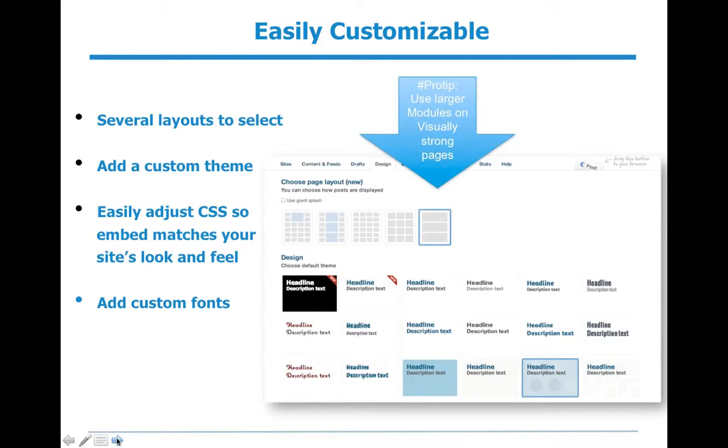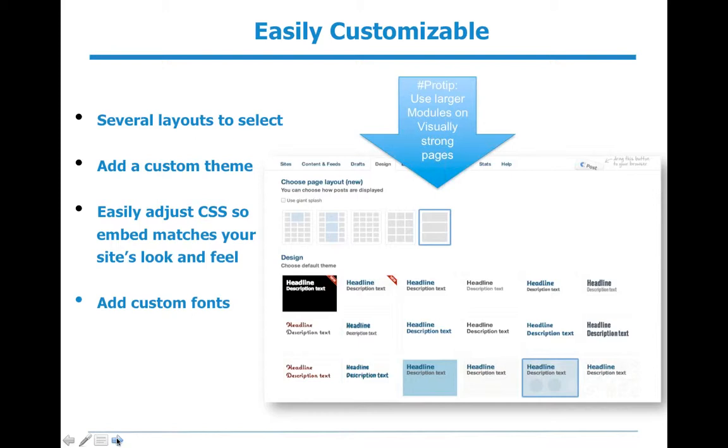Again, taking a jump into the RebelMouse dashboard, what you're looking at here is the Design tab, and we enable you to toggle between a collection of layouts depending on what content you're displaying on any given page. You'll see our 3rd pro tip here: use the larger modules on visually strong pages. Now, selecting that option will create very large displays of individual modules.